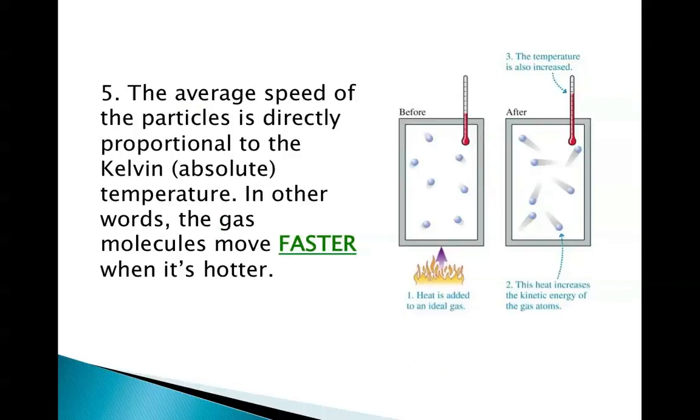And lastly, with number 5, you need to know that as the temperature increases, this is due to the gas particles moving faster.